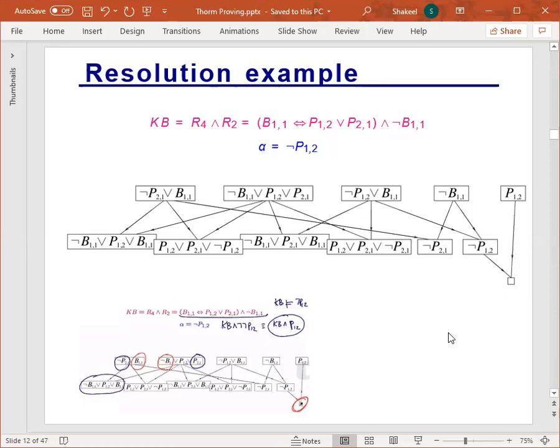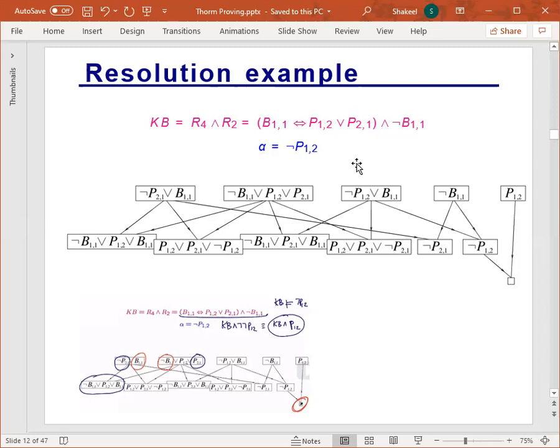Let's see the resolution algorithm through this example. Suppose we have a knowledge base in which we have rule R2 and rule R4, so this constitutes a conjunction of these two terms: negation of B11 and B1 equivalent to P12 or P21. We want to prove that this knowledge base entails the formula not P12.